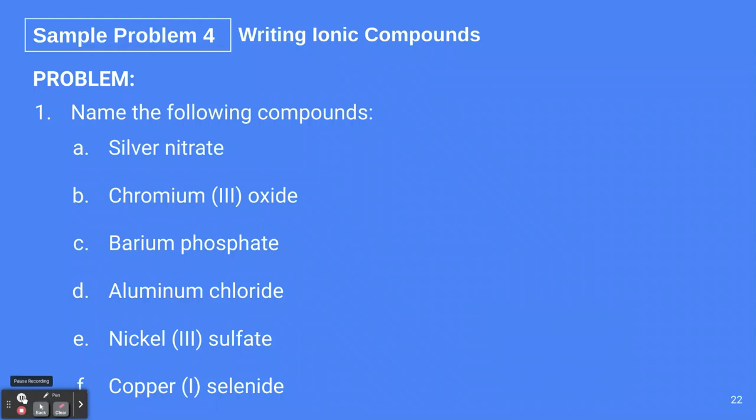All right, so this first one, we've got silver nitrate. So silver has a positive 1 charge, nitrate has a negative 1 charge. So we just need one of them. Our answer here would be silver nitrate, AgNO3. The next one, chromium, has a positive 3 charge from our parenthesis Roman numerals. Oxide has a minus 2 charge. So we're going to need 2 chromiums and 3 oxides. So Cr2O3.